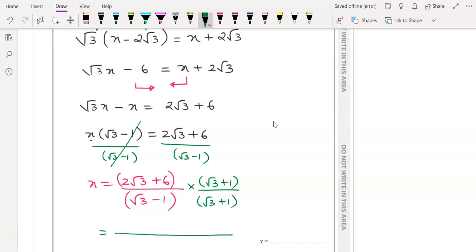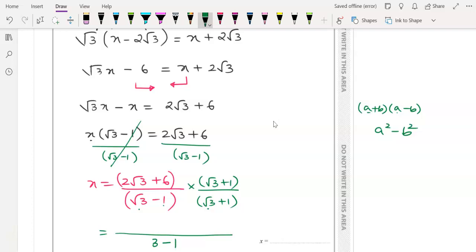Multiplying the denominator is pretty easy. We are using the identity a plus b times a minus b, so it is a square minus b square. Multiply the first term, multiply the last term. So root 3 times root 3 will give us 3, minus 1 times 1 is 1. So your denominator is 3 minus 1.